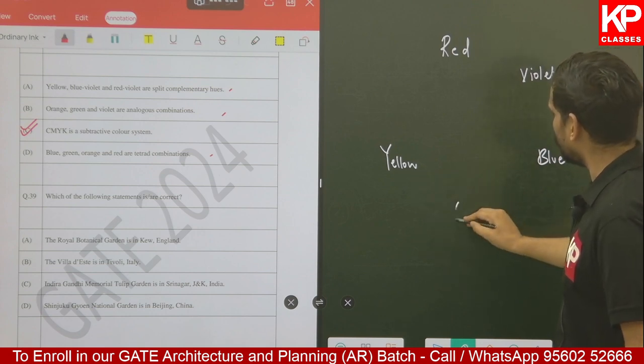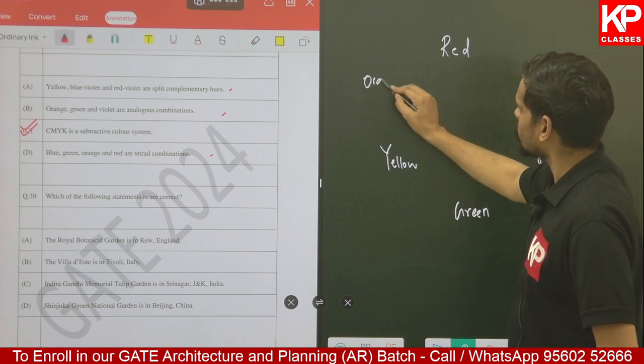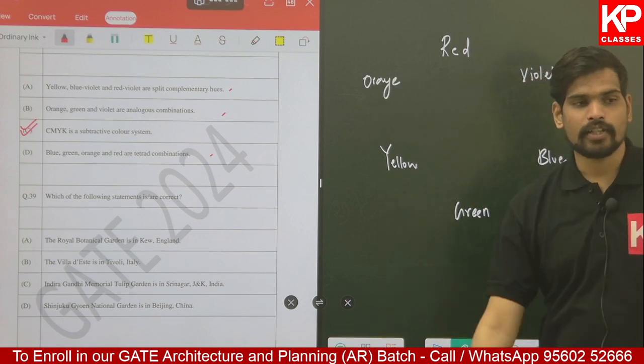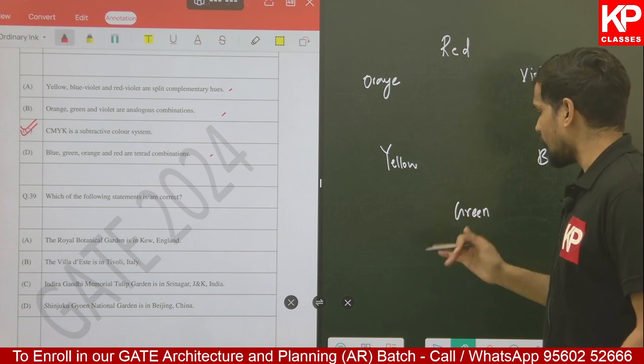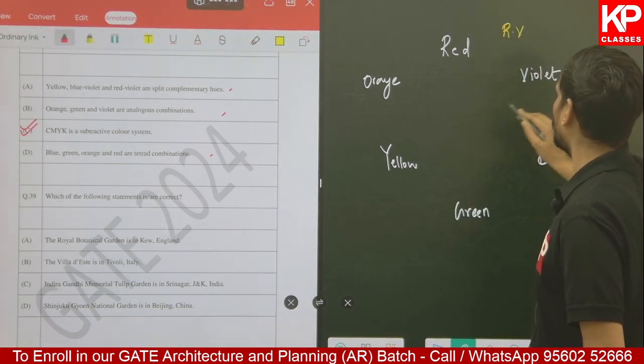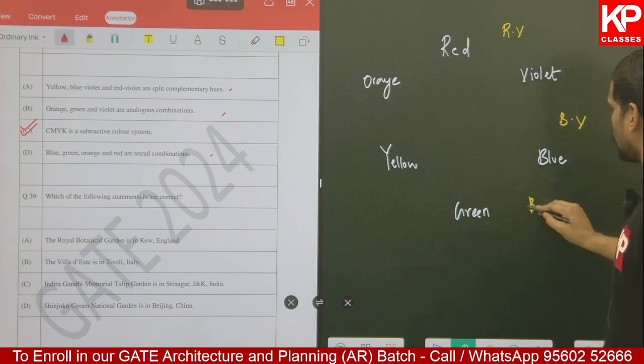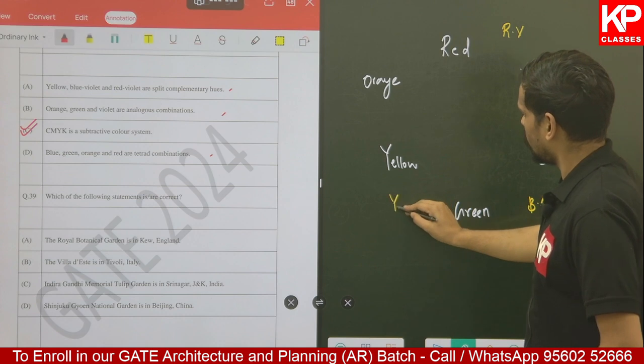Between yellow and blue, you will be having green. Red and yellow, you will be having orange. And you will have the tertiary, these are the secondary colors. The tertiary colors which further come between these, you can just write them in short as red violet, RV. Then you have blue violet, BV. Then you have blue green over here, yellow green over here.